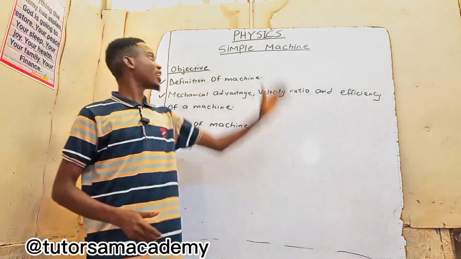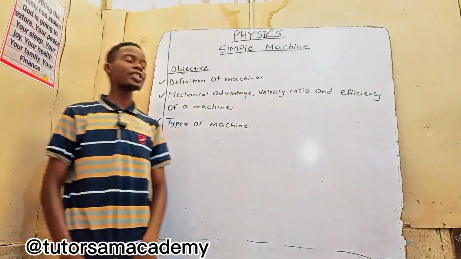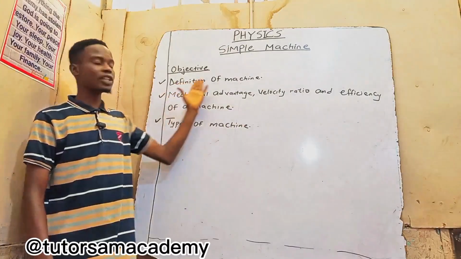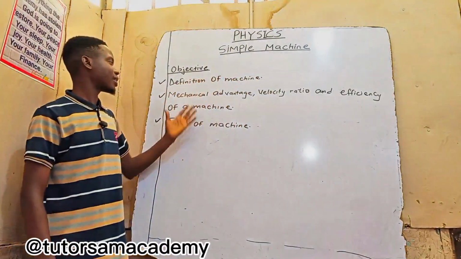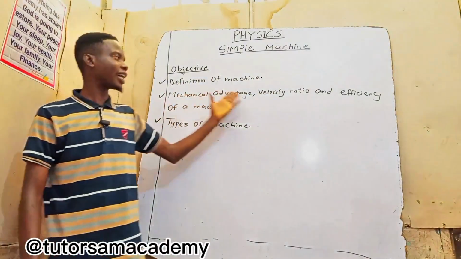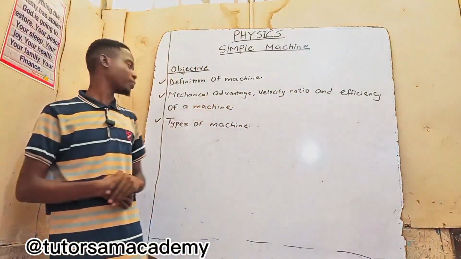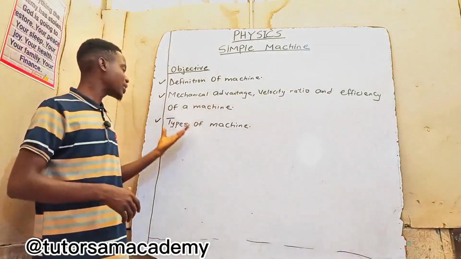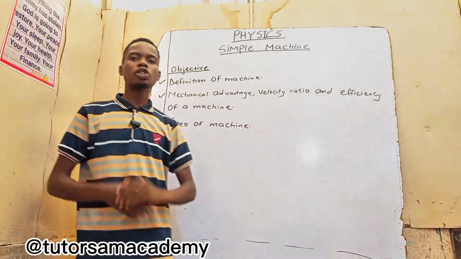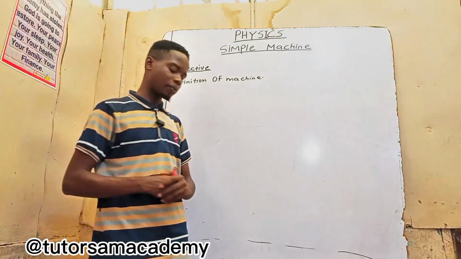Welcome. Today's physics topic is Simple Machine, and the objective of today's class is to start with the definition of machine. We'll be looking at some terminologies that relate to machines: mechanical advantage, velocity ratio, and efficiency of a machine. Then finally, we'll be talking about the types of machine. So follow me carefully.